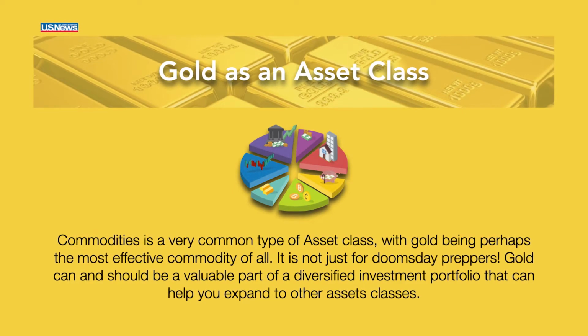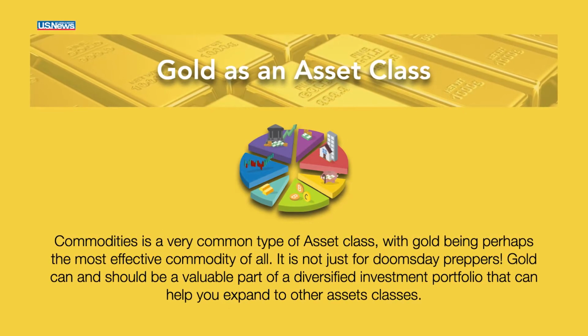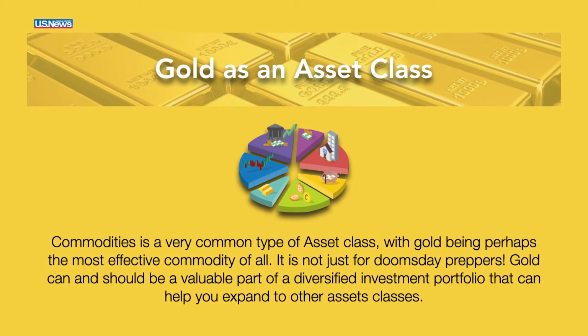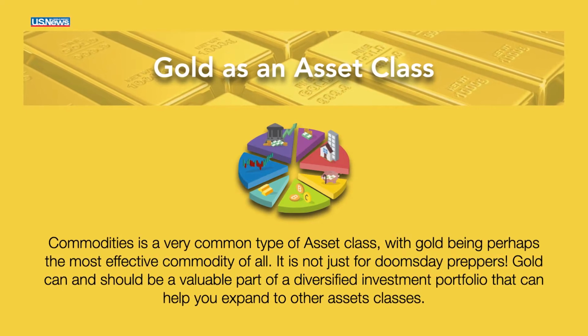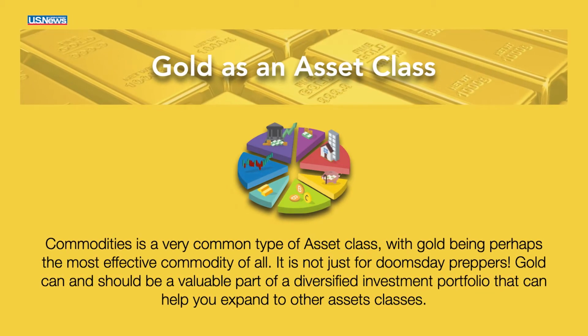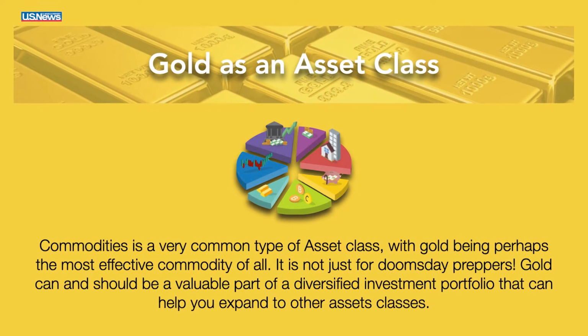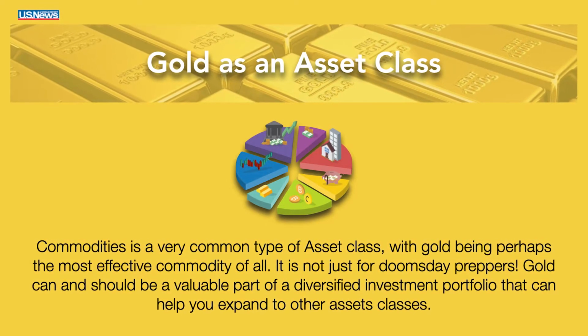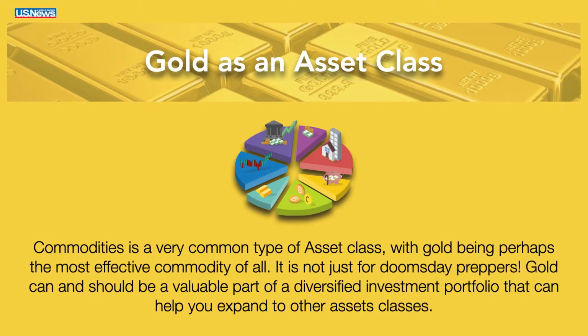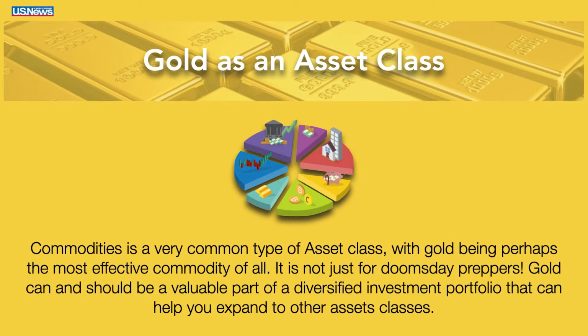According to US News, commodities is a very common type of asset class, gold being perhaps the most effective commodity of all. It's not just for doomsday preppers. Gold can and should be a valuable part of a diversified investment portfolio that can help you expand into other asset classes.